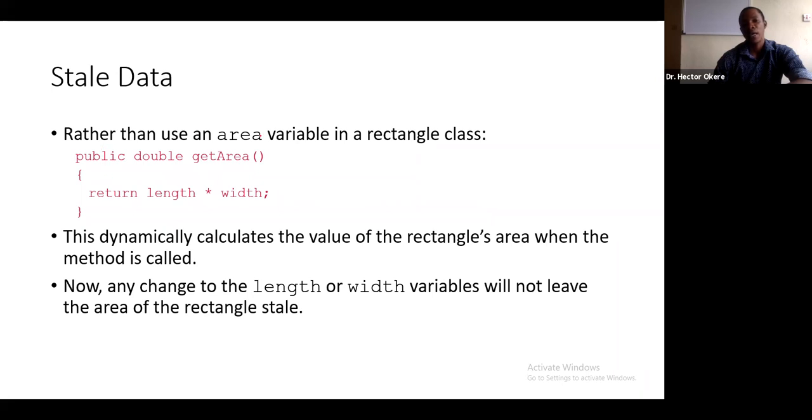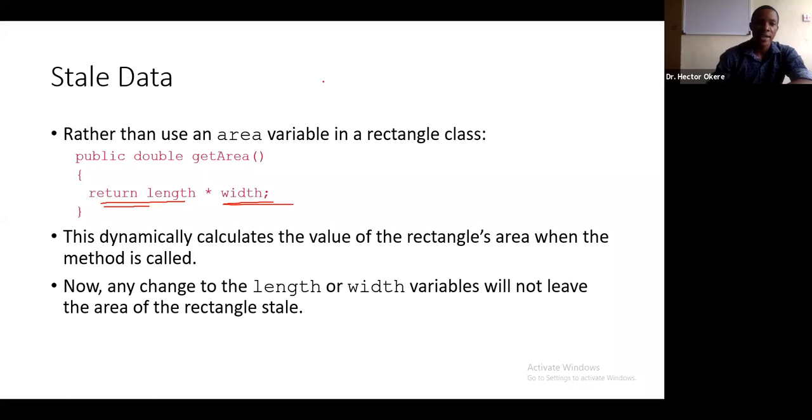Rather than use an area variable in a rectangle class, use public double getArea() and return width times length. This dynamically calculates the value of the rectangle's area when the method is called. Any change in the length or the width will not leave the area of the rectangle stale, okay? So it is better for you to do area like this, because when you set length and set width, then automatically when you call getArea, it will use the values that you have set.